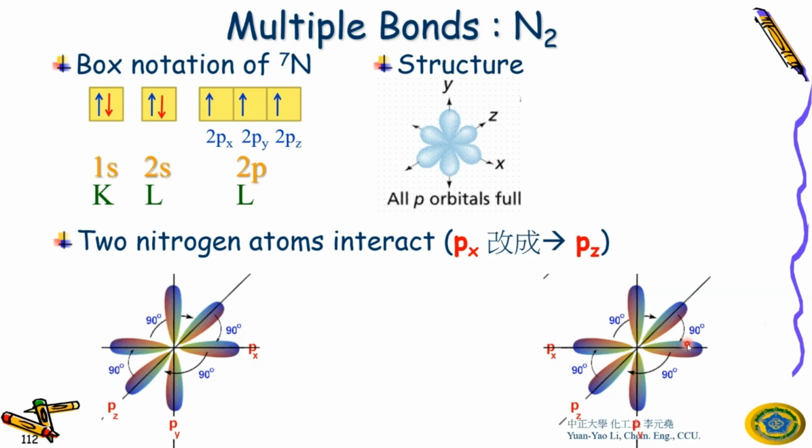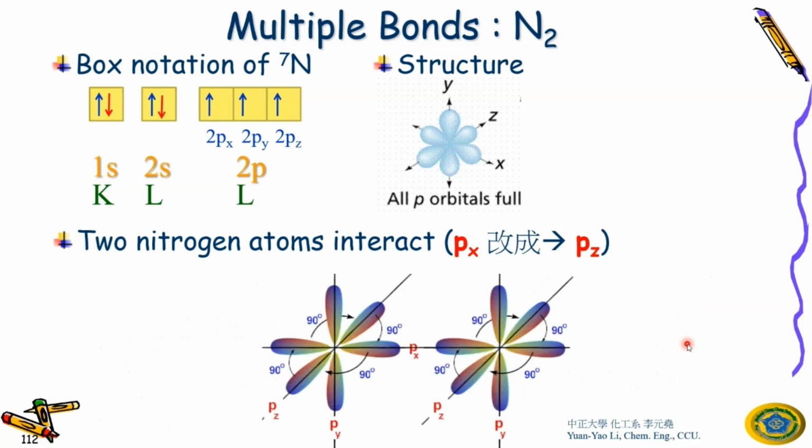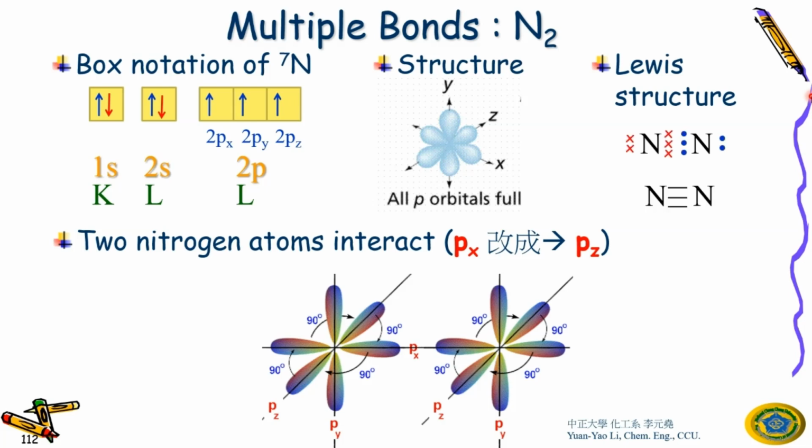When they are far away, they don't have interaction and the shape doesn't change. But once you put these two together, the orbitals will interact with the orbitals of the adjacent atom. So what's going on? Before we do this, let's see the Lewis structure. The Lewis structure tells us you have 3 electrons and 3 electrons shared with each other, so you have a triple bond here.